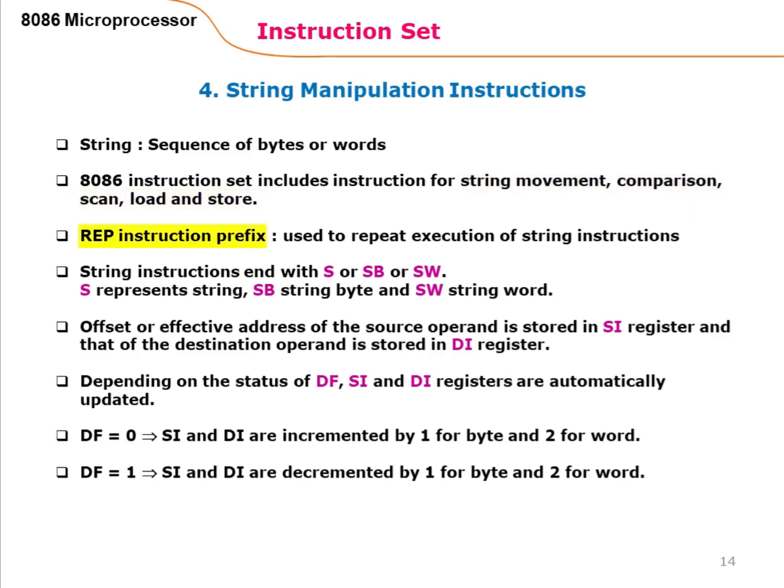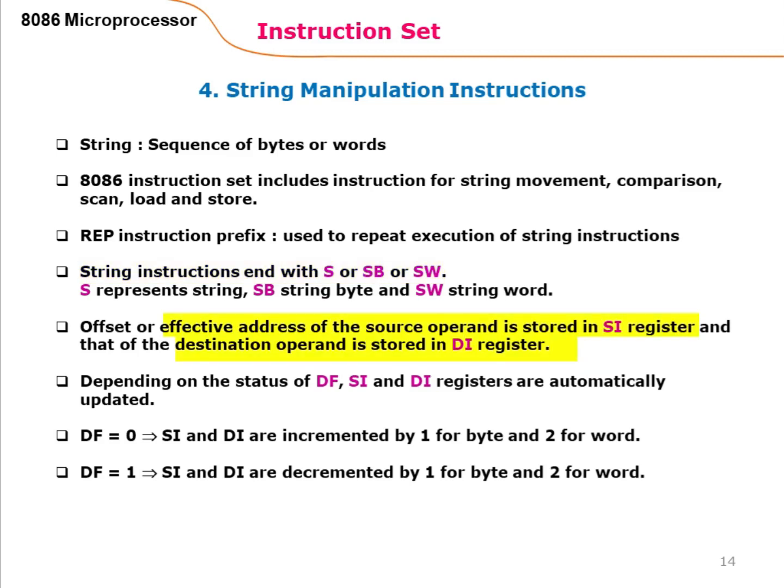Now there is one instruction, REP. This instruction is used to repeat the execution of all the string instructions given here. String instructions are the same as the arithmetic or logical instructions we have used before, but they end with the letter S or SB or SW. S represents a string, SB represents a string byte, a single byte, and SW represents a string word.